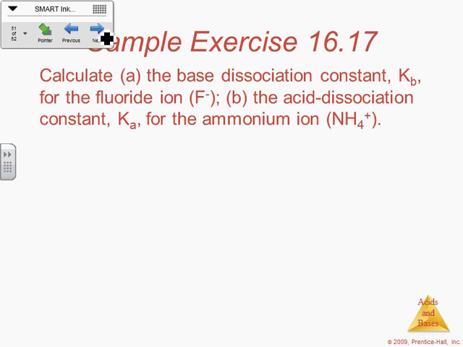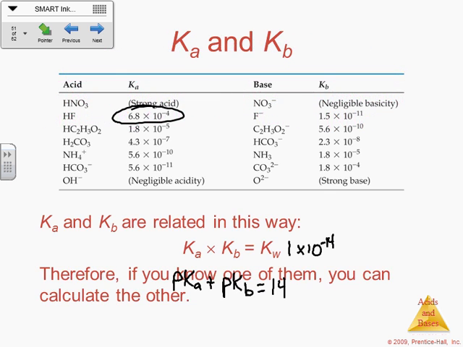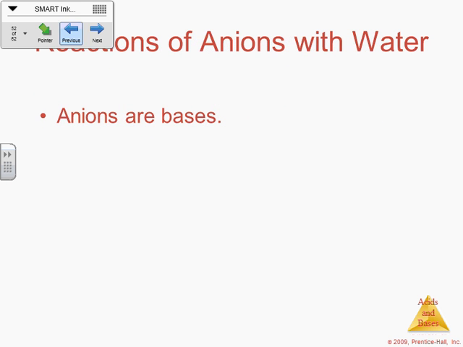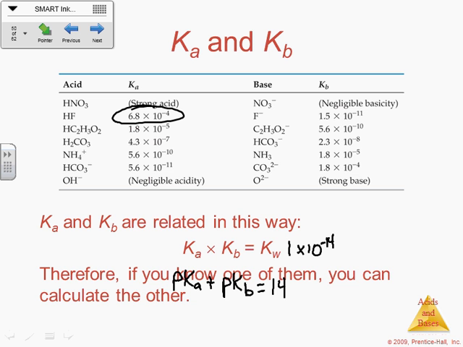The hard part, I guess, is figuring out what is the conjugate acid of this base, right? So you've got F minus, the conjugate acid of that would be HF. So you have to look up the Ka for HF, which is 6.8 times 10 to the negative 4th. Okay, so there's your Ka value, so then you just plug that into the equation. Ka times Kb is equal to 1.0 times 10 to the negative 14th. Solve for Kb, and that's going to give you that 1.5 times 10 to the negative 11th number. Okay.